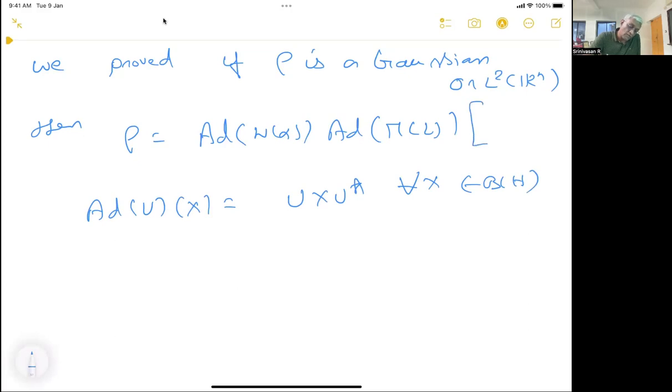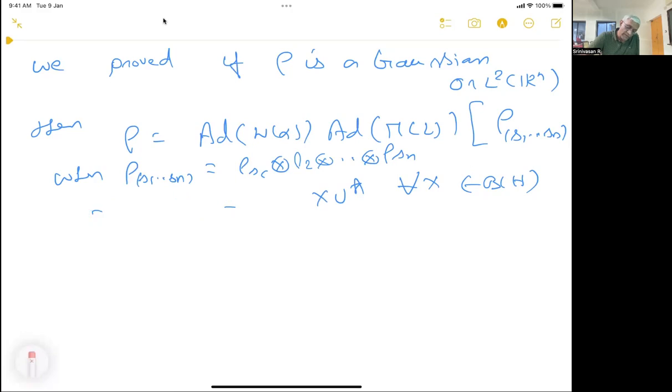So Ad gamma L, then it looks like rho of some S1 up to Sn, where rho of S1 up to Sn, which you can write as a tuple, equals rho S1 tensor rho S2 tensor up to rho Sn. This Ad I will remove since you know it.